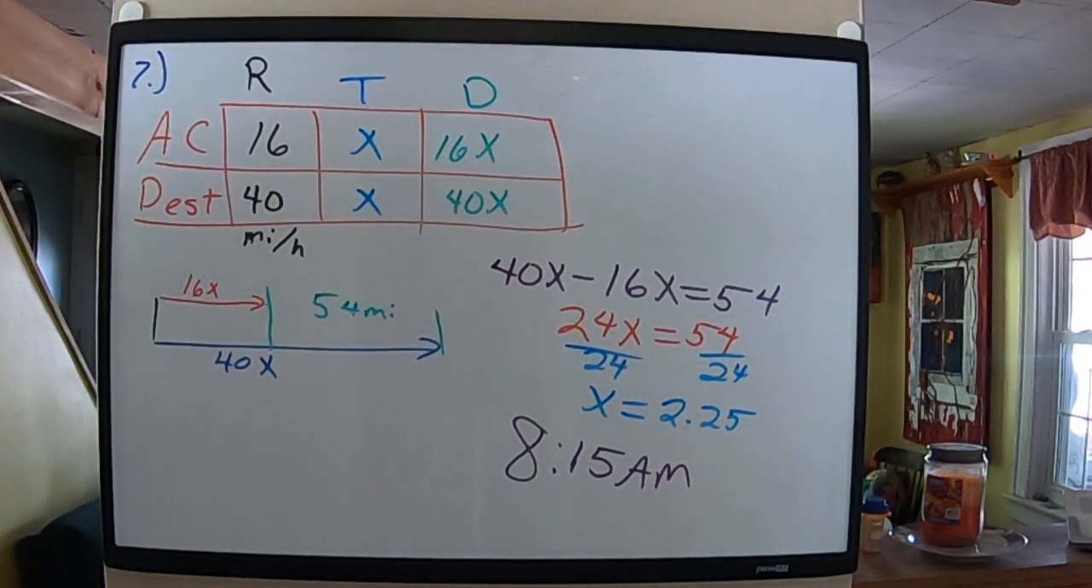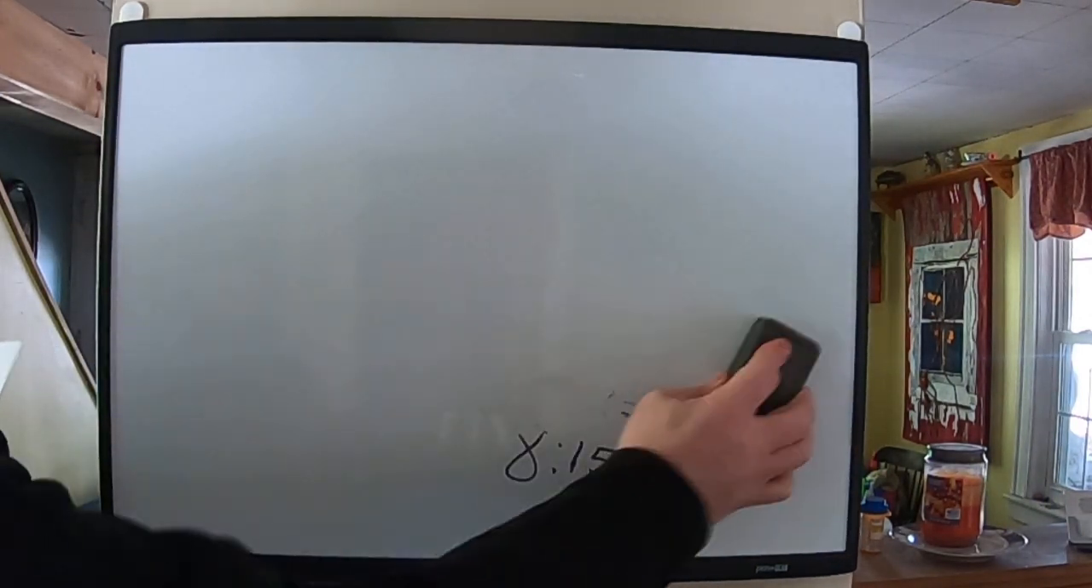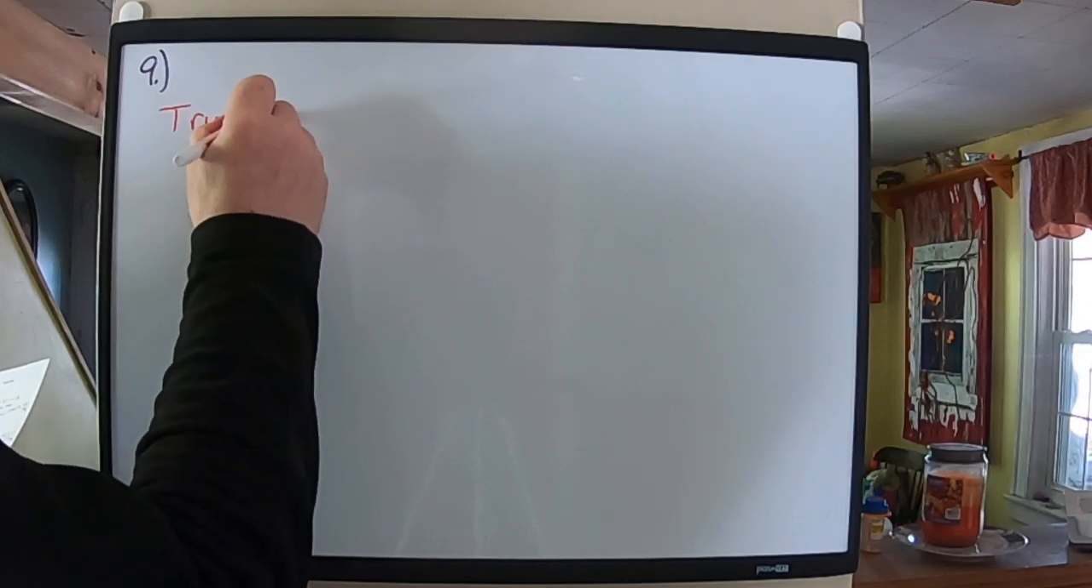Let's go to number 9 for our next problem. Let's see what number 9 has for us. It took a truck 5 hours, 30 minutes to cover the same distance that a car covered in 4 hours, 15 minutes. Find the rate of the car given that the car was driven 10 miles an hour faster than the truck. Well, we're talking about a truck and a car.